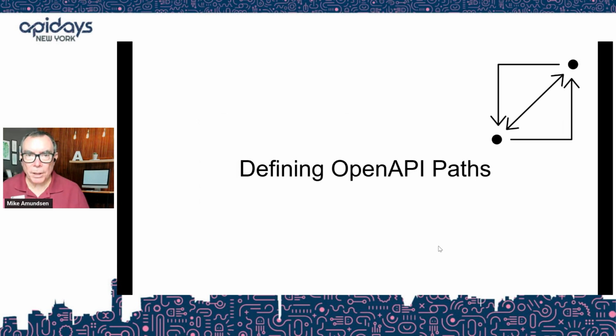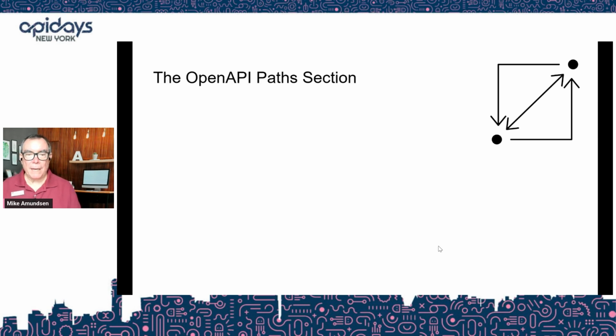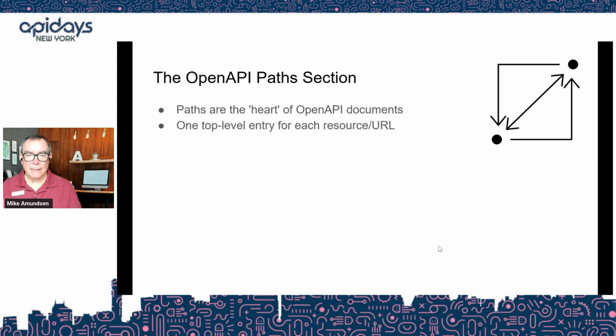All right, so we've built up our components. We've got our basic information. Now the fun begins. This is the part everyone thinks about when they're thinking about designing an API, and that is the paths section. Paths are really the heart of OpenAPI documents. Paths are literally URL markers, and you can apply multiple actions to the same URL, actions such as get, or post, or put, or patch, or even delete. So you'll find a top-level entry for each URL, each path or resource.